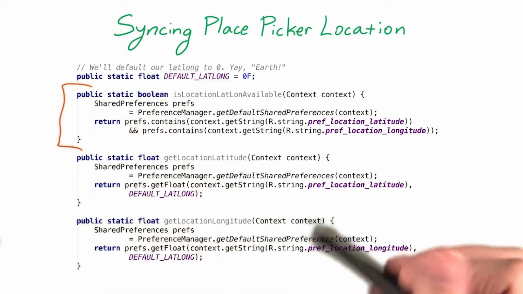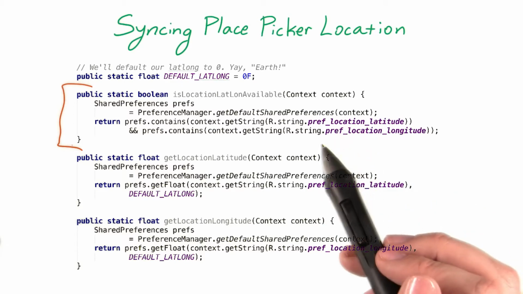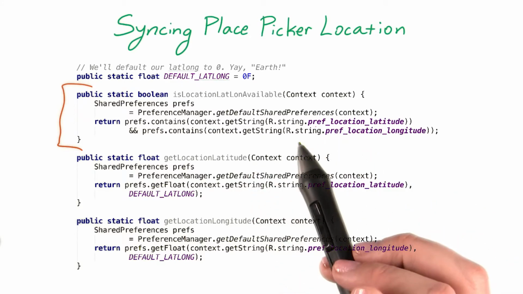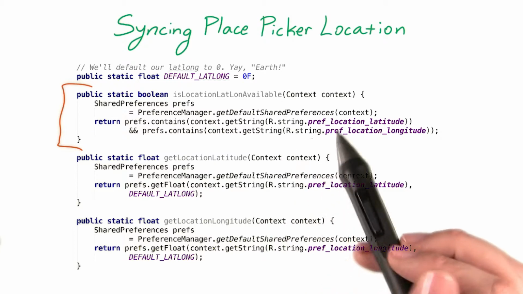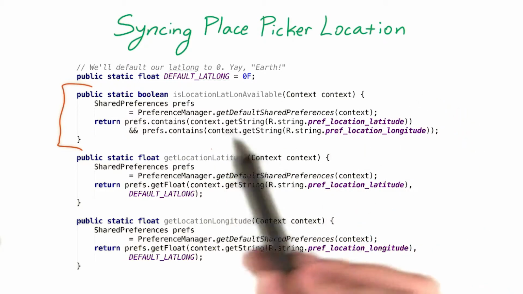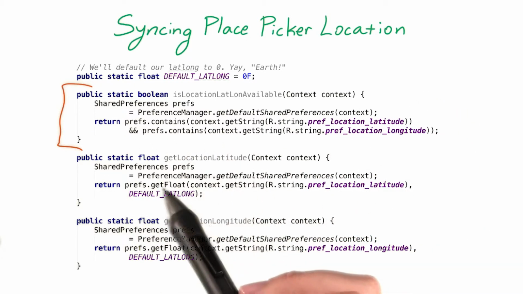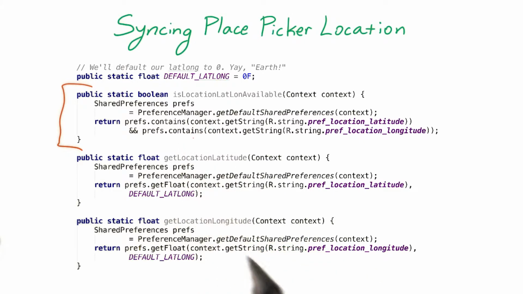These preferences will be our indicator that we are using a place picker location instead of a user-entered string location. If the user decides to replace their location with a string later on, we'll wipe these preferences as a signal to stop forming the query with the latlong.